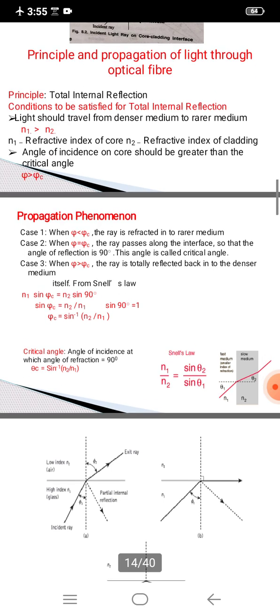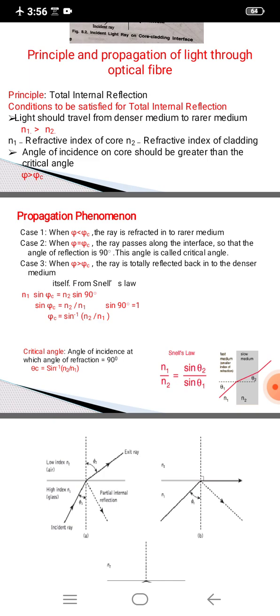Next, let's go for propagation phenomena. We have to know what is meant by critical angle. So, let us discuss the critical angle. We have to study three cases. When the light enters the core cladding medium, we should consider the angle. When phi is lesser than phi c, that is, the angle of incidence is lesser than the critical angle, the ray will be refracted into the cladding medium.